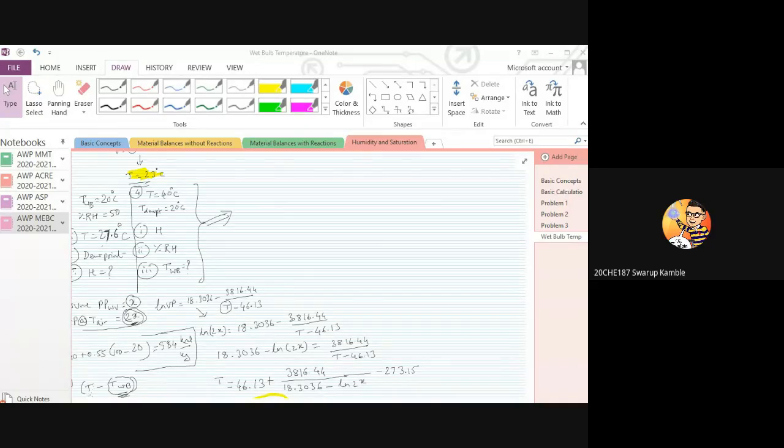I got percentage RH and H. Wait, let me write. So you got h equal to what? What was your answer? 0.0146. Okay. Percent RH you got what? 31.43. 31.4. Okay. And wet bulb temperature? It did not work. Did not get. Why not?